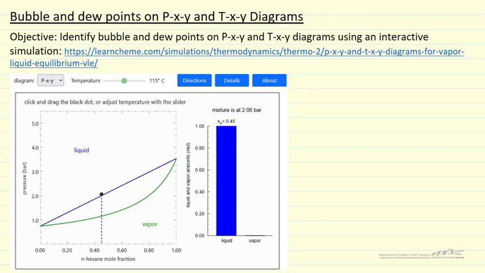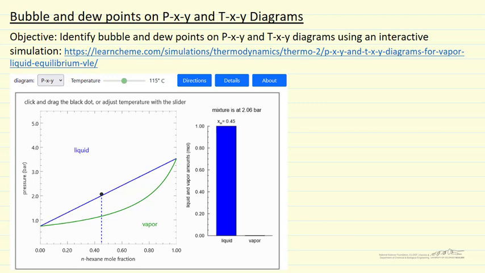We're going to use an interactive simulation just to demonstrate what the bubble and dew points are on both pressure-mole fraction and temperature-mole fraction diagrams. And the idea, if we look at a pressure-mole fraction diagram, this is an ideal solution. High pressure is liquid, low pressure is vapor.